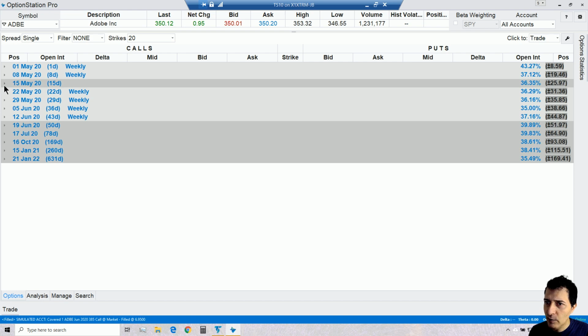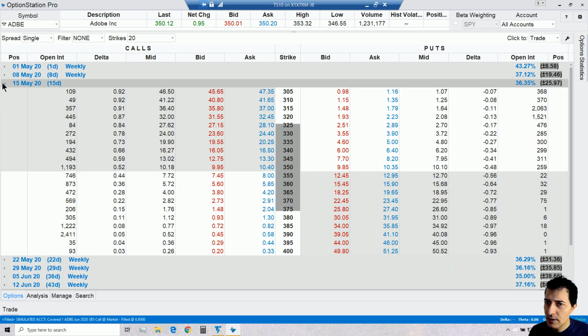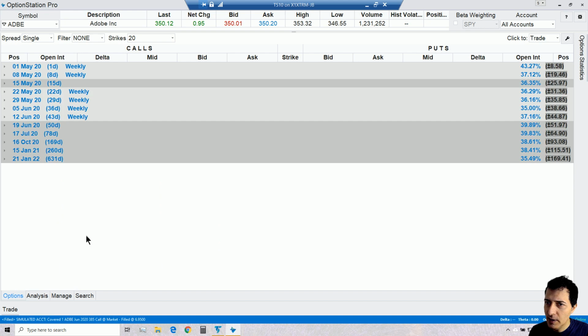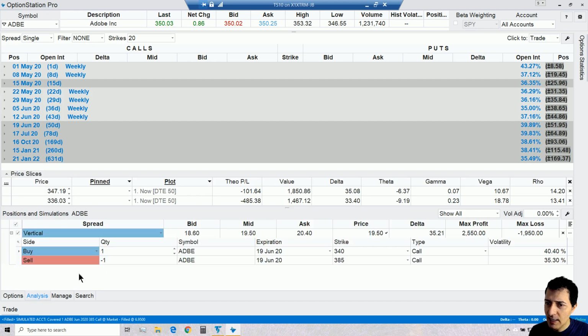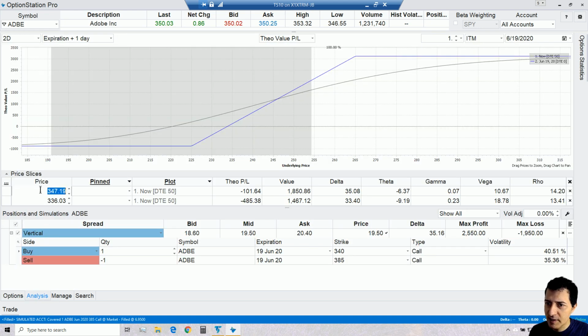Hopefully it will allow us to plan the trade. Okay, it seems to be still operational, so I'm going to give it a try, and if not, I will have to reset TradeStation. Okay, so we have a target of 368.75. This would be the target for Adobe.